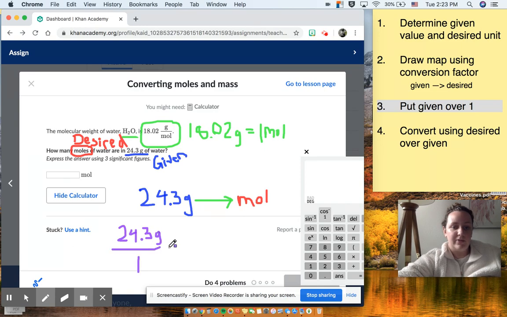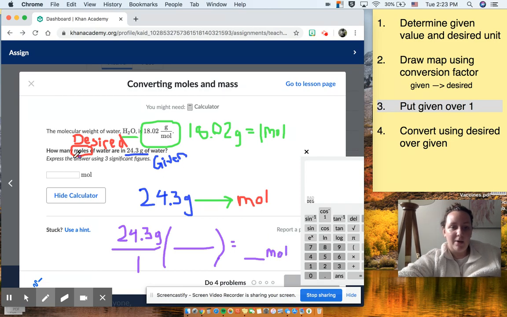And I just put that over the number 1. No units needed here, just the number 1. And then I'm going to write out, for step 4, my conversion factor. I only have 1 arrow here in my map, which means I only need 1 set of parentheses for my 1 conversion factor. And this is going to equal some amount of moles, right? Because again, that's what I'm trying to find.